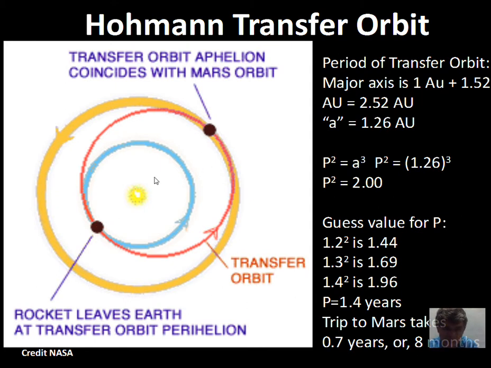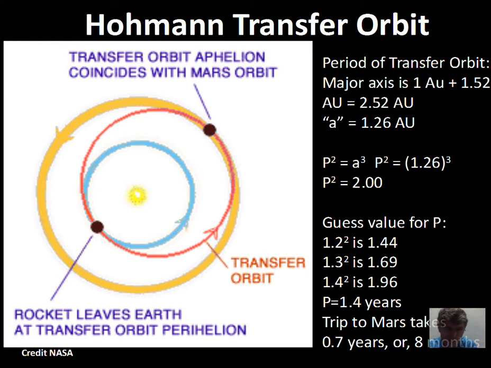The time to get from Earth to Mars is just half of that. We're not taking a full loop around here. We want the spacecraft to land on Mars or go into orbit around Mars. So we only do half of the period. That tells us the transfer time from Earth to Mars. So about 0.7 years, or that would be about 8 months.